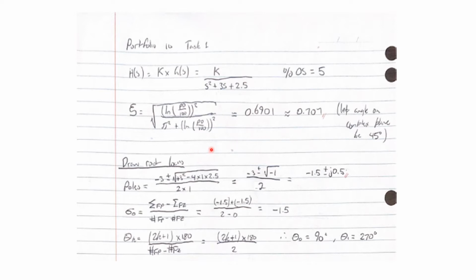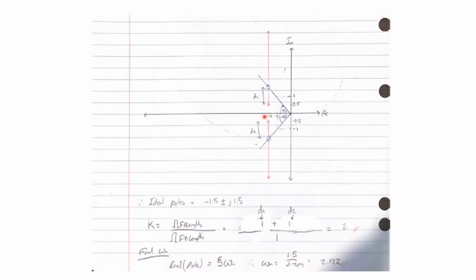From there we can determine the poles mathematically using the quadratic formula, and then we can find the sigma naught and theta k, which will give us the asymptote points. So by marking our poles, we can then draw the 45-degree angle on the complex plane to find the ideal poles. And so they turn out to be at negative 1.5 plus or minus j 1.5.